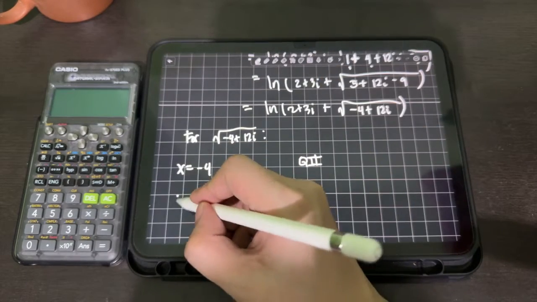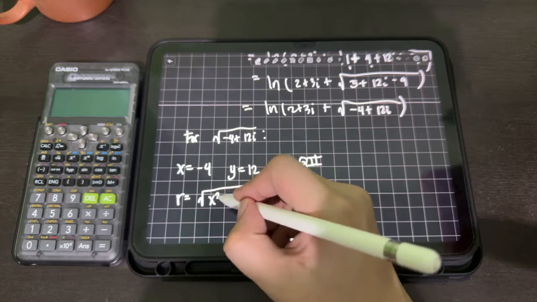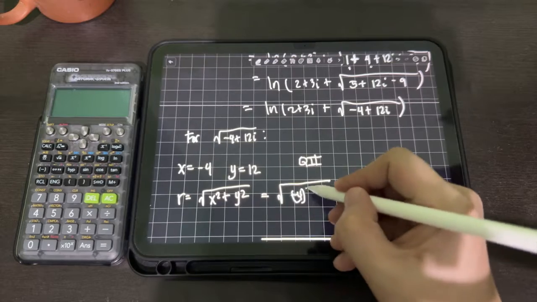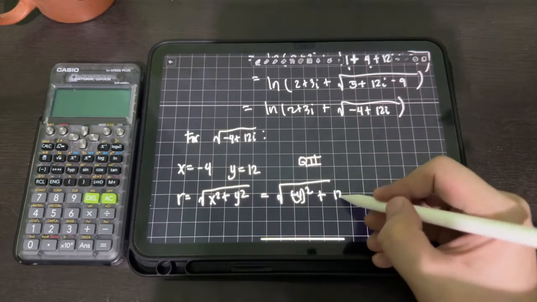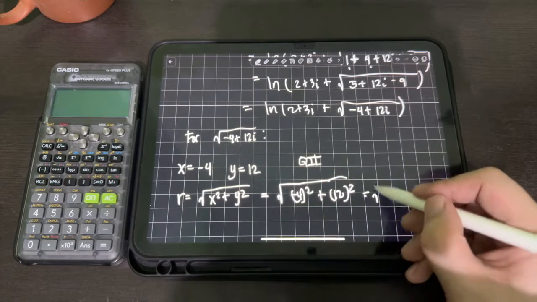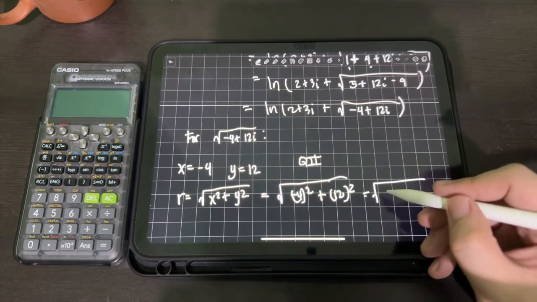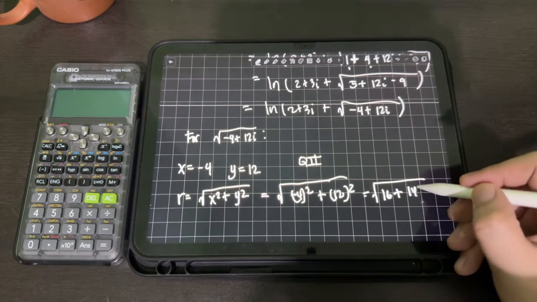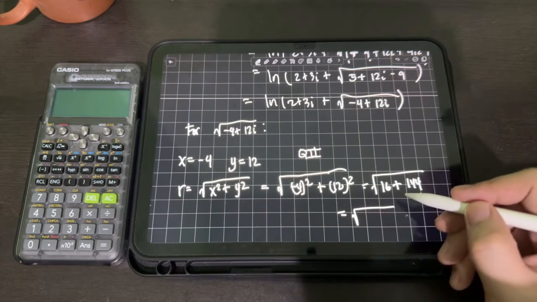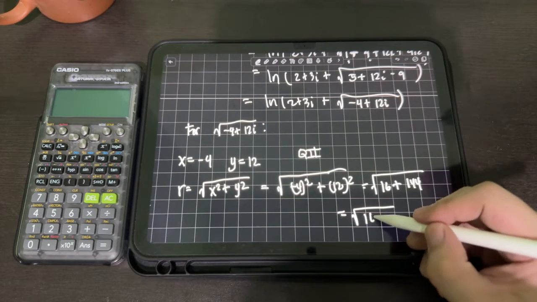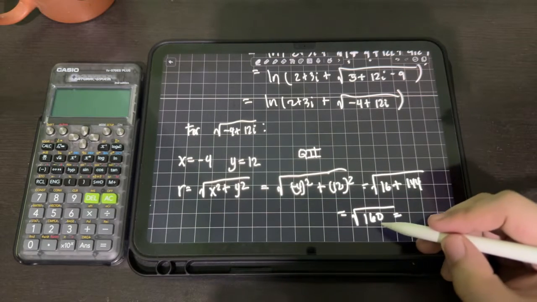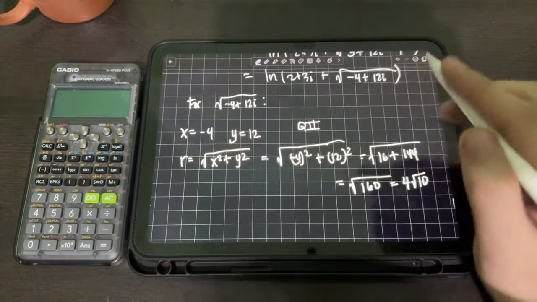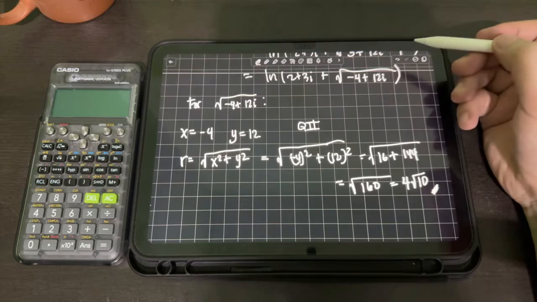Then the formula for r is the square root of x squared plus y squared. Substitute the values. x is negative 4, then we square. Plus y is 12, then we square. Simplifying, negative 4 quantity squared is 16, plus 12 squared is 144. Adding 16 plus 144 will be 160, right? You can also simplify the square root of 160 to 4 square root of 10. So this is the modulus r, 4 square root of 10.